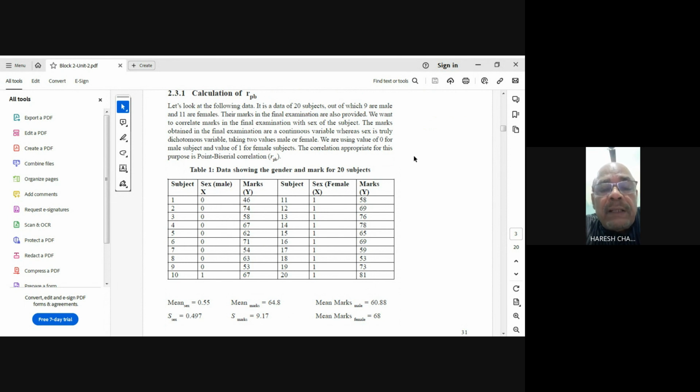Now our question is, is there any relationship of gender with the performance? Your hypothesis will be like that: whether boys are better or girls are better. Is there any relationship? But is there any relationship between gender and examination performance?